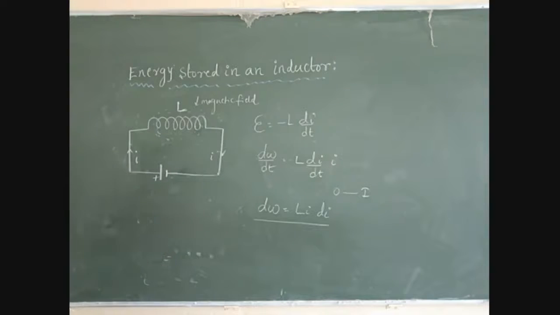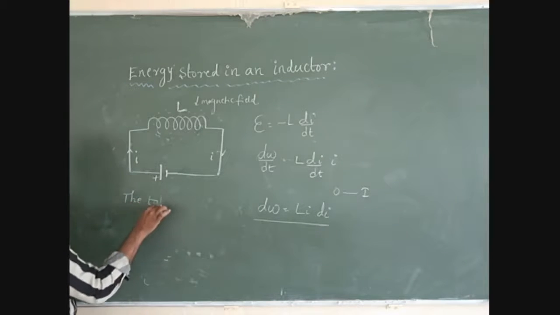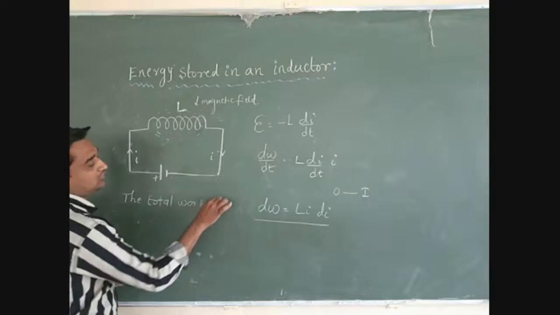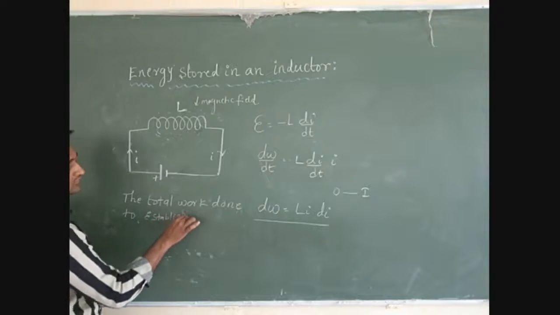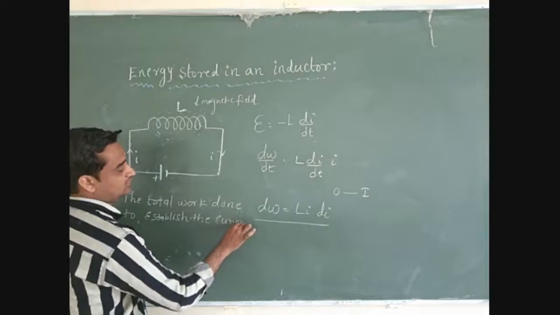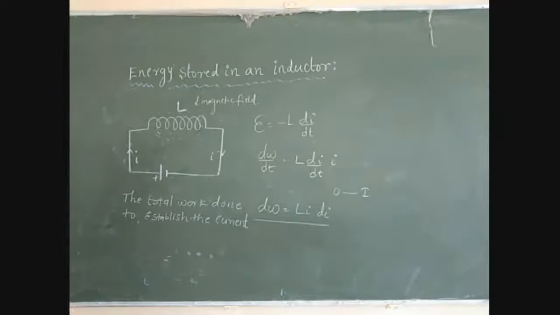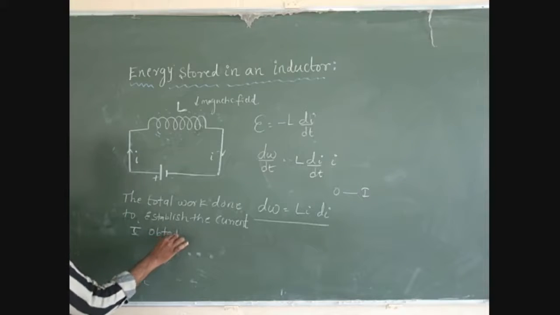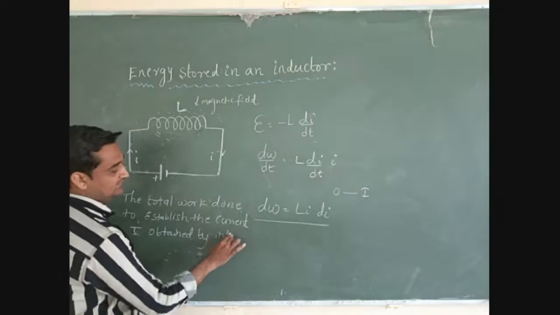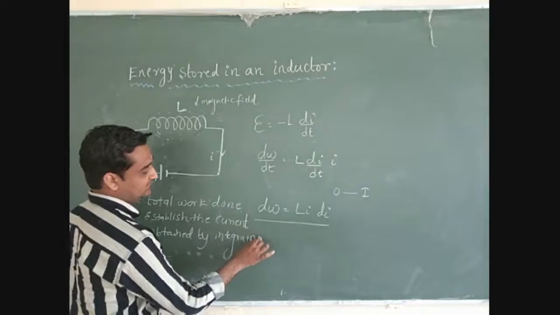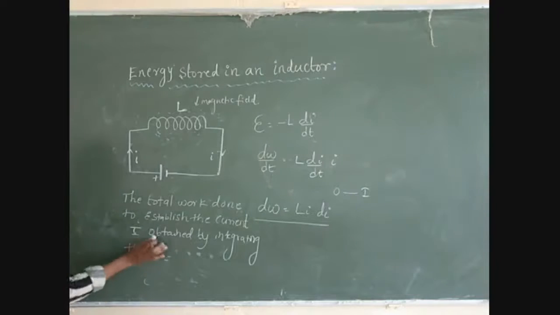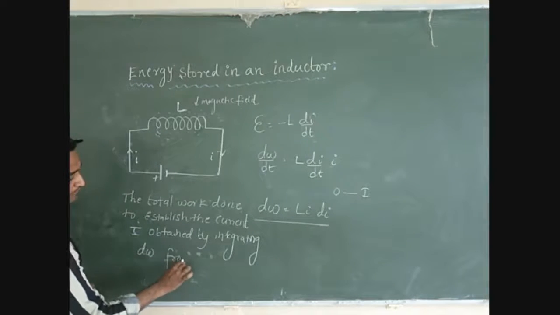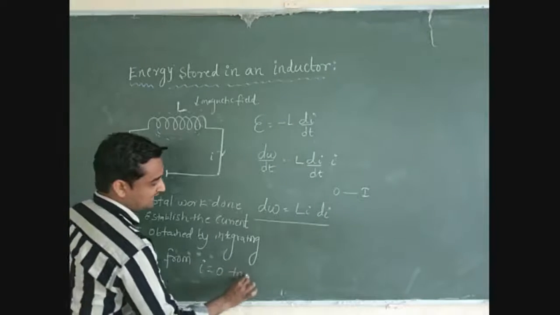Therefore, the total work done in establishing the current, the total amount of work done to establish the current I, can be obtained by integrating the equation, by integrating dW from I equal to 0 to I equal to I.